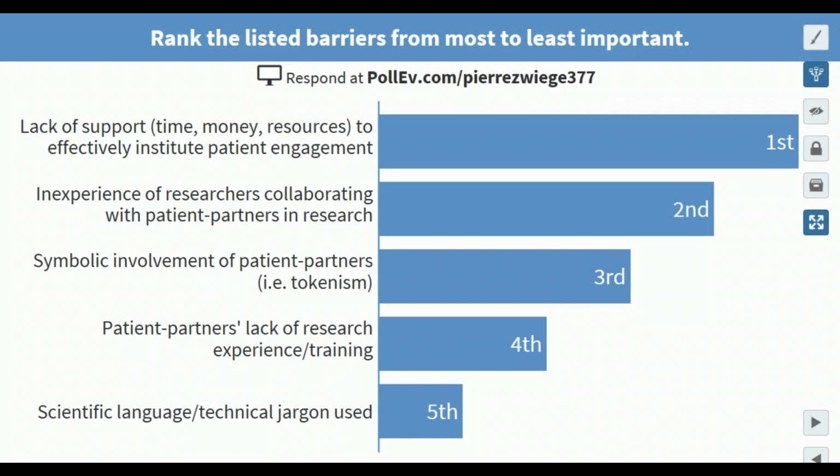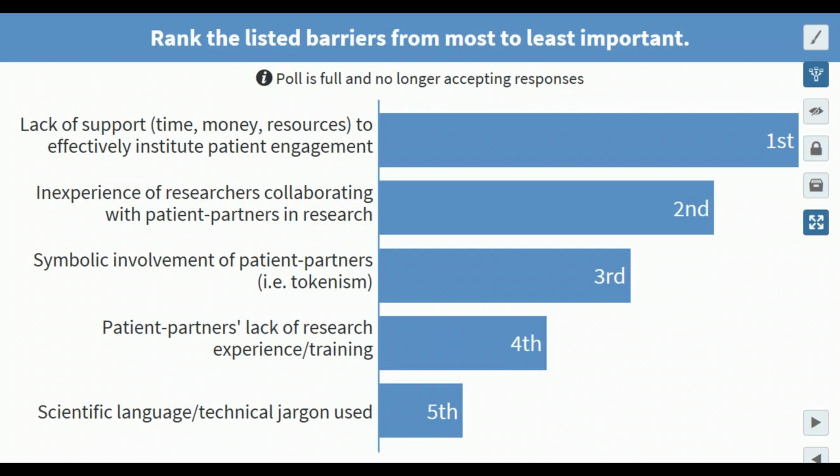All right, so it looks like everyone had a moment to respond. I was noticing as the results were trickling in that the symbolic involvement of patients and the inexperience of researchers working in patient engagement efforts were a close second as they were flipping back and forth. Both are certainly very important impediments to the process. But clearly, the barrier that we all indicated as the most significant is the lack of support in terms of resources to effectively engage in the process.